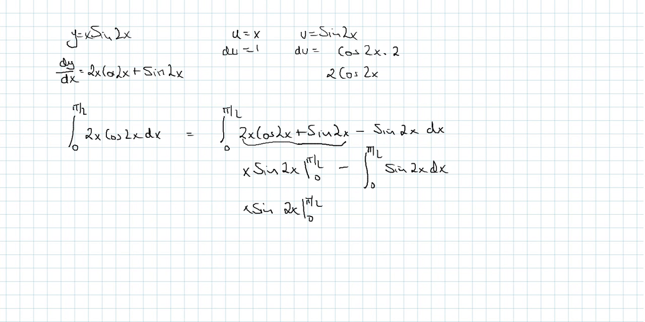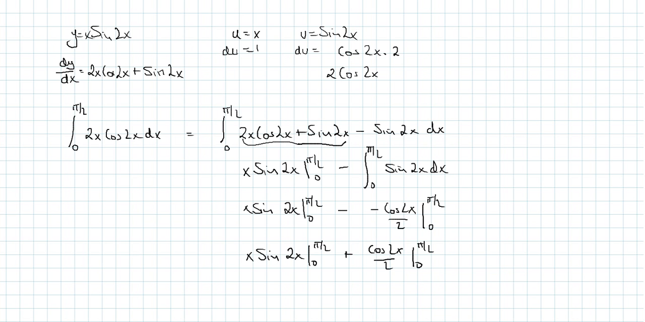Now when we integrate sine 2x, you go to your tables, look up your tables, and it will tell you that it is minus cos. So when you integrate sine, it becomes minus cos. So therefore this is going to become minus cos 2x over 2 between the values of 0 and pi over 2. So therefore it's x sine 2x between 0 and pi over 2 plus cos 2x over 2 between the values of 0 and pi over 2.